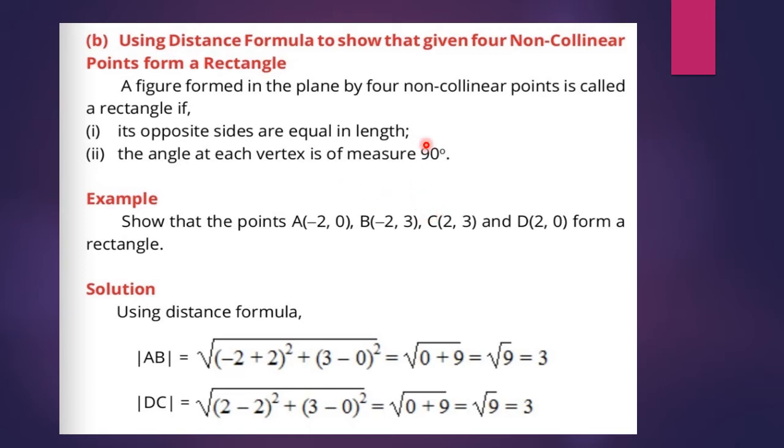The two lengths are equal and the two widths are equal in a rectangle, and at each vertex the angle is of measure 90 degree. I'm going to illustrate it with the help of the example below. Look at the example. Show that the points A, B, C and D form a rectangle.